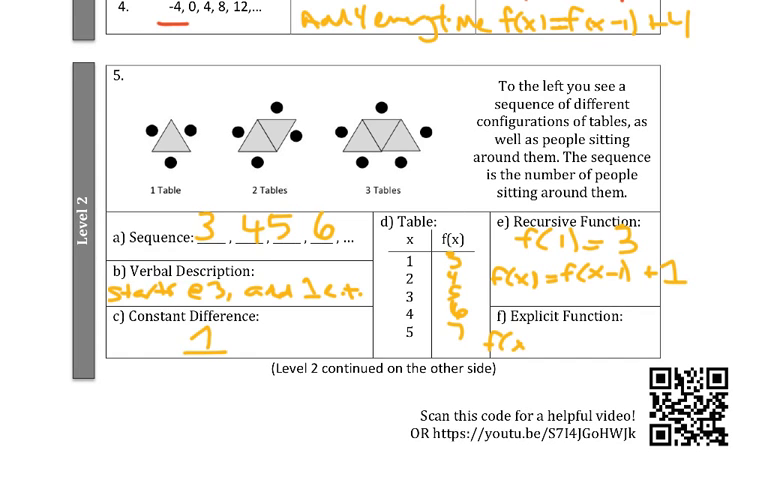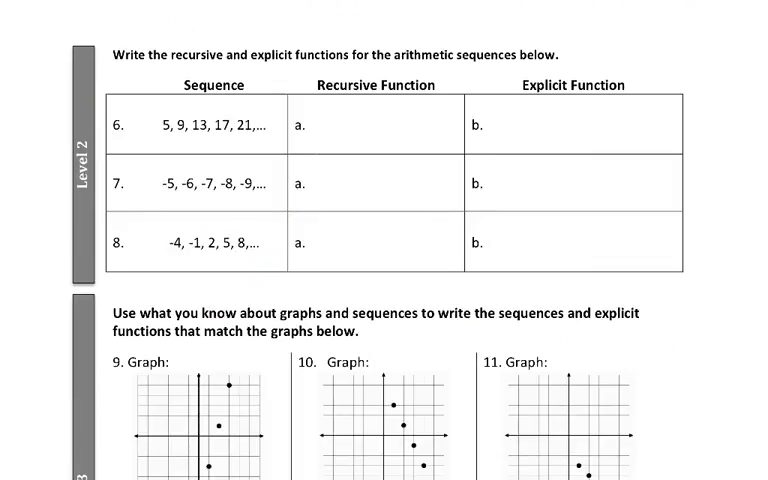Now the explicit function, that's what we talked about in our last video. That's going to be f of x equals blank x plus blank. The constant difference is going to go right here. And the 0th number, if there were 0 tables, it's kind of dumb to think, but there would be 2 dots. So 1x plus 2. So that's pretty neat. Alright, let's go on to the next page.